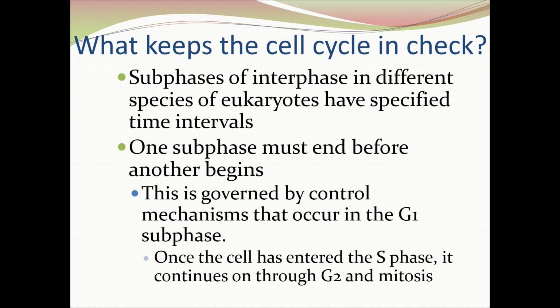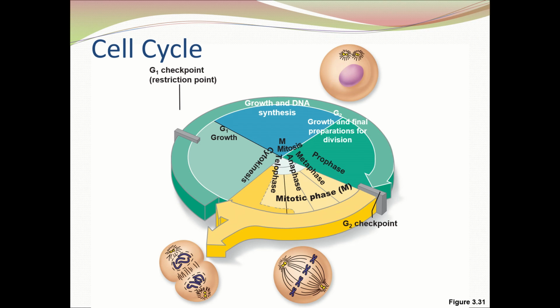If a cell, though, goes into what's called the S phase, it has committed to going through mitosis. The S phase is going to be the DNA synthesis phase, and then it will go through G2, which is going to be growth and final preparations for division.